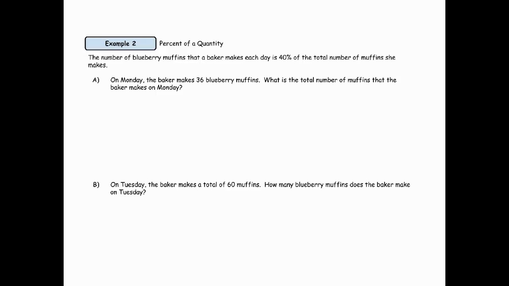So we're comparing two things here, the blueberry muffins that she makes on Monday to the percent of the total number. So my strategy here is going to be to use a table. So I'm going to start by drawing that table and giving it some labels. So we're going to compare the number of muffins to the percent of the total.